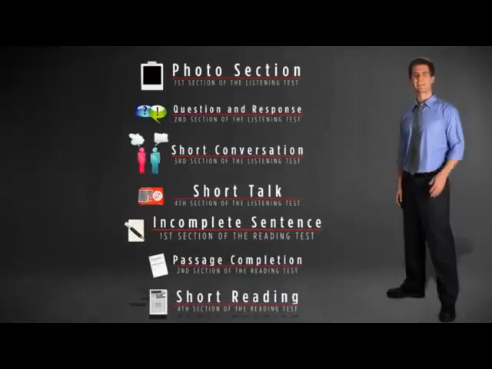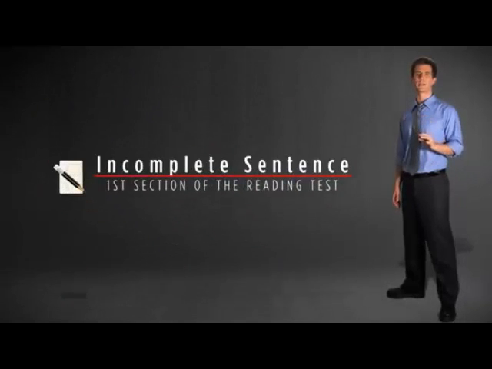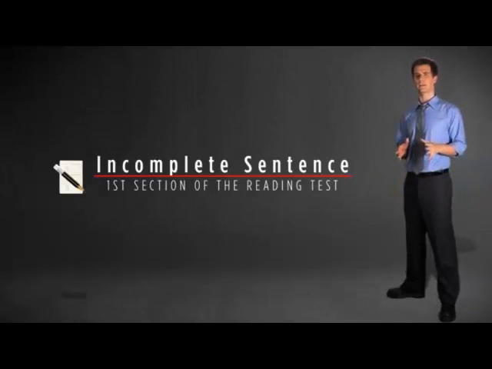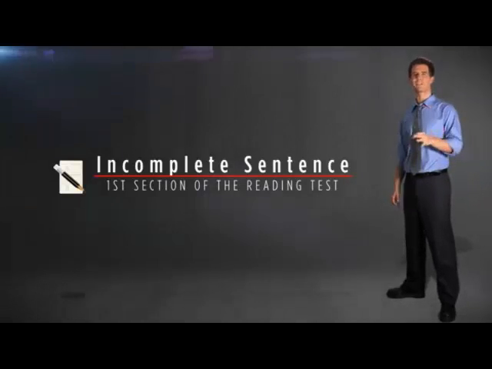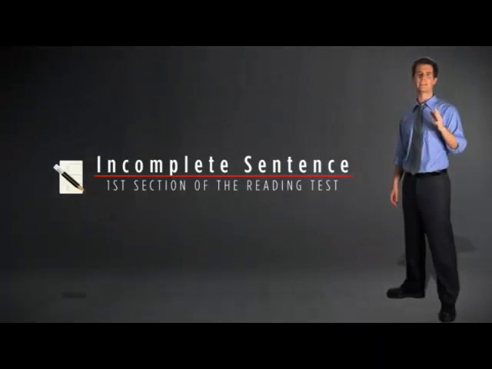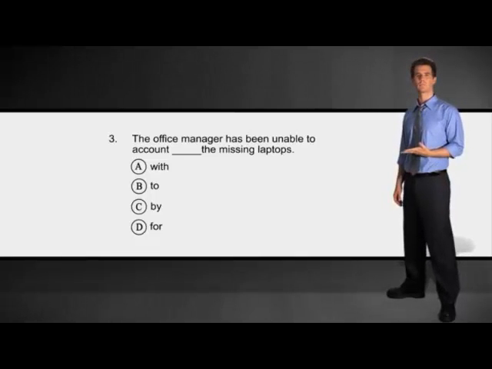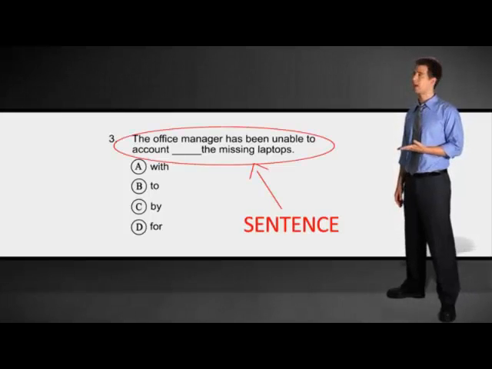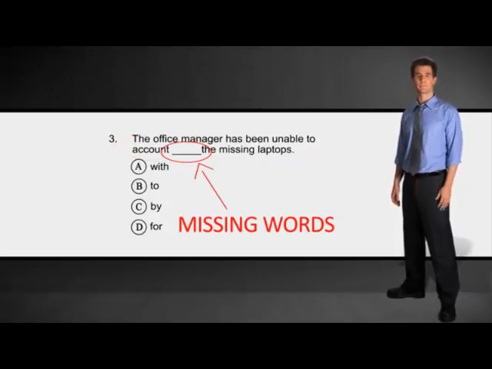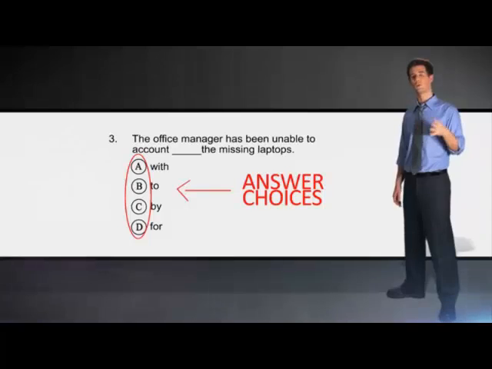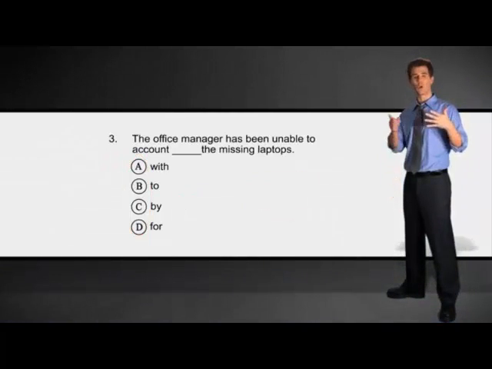Today, we're going to take a look at the incomplete sentence section of the TOEIC test. Now, the incomplete sentence section is the first section of the reading test. Let's take a look at an incomplete sentence question. Okay, here it is. You've probably seen this type of question before in school or some other English test. It's actually a very simple question. We have a sentence, and we have a word or a couple of words missing. And then you have 4 answer choices. You have to look at the sentence and choose which answer choice best completes the sentence.